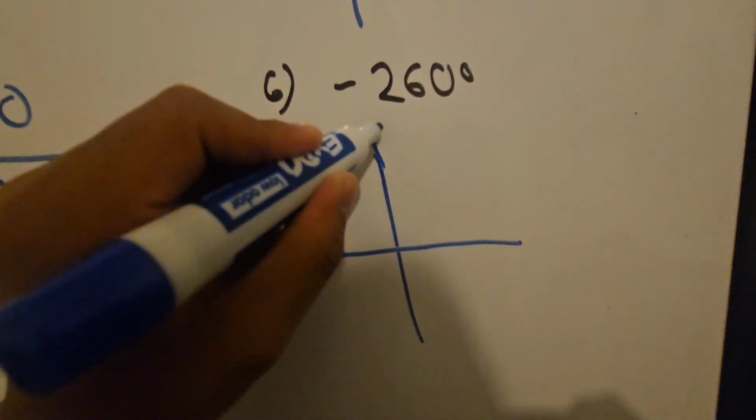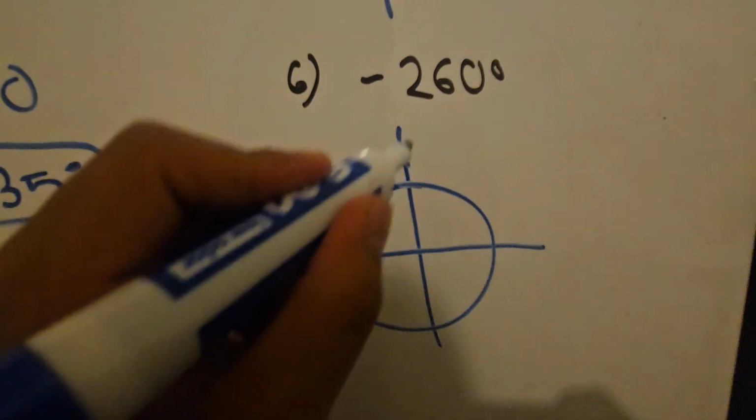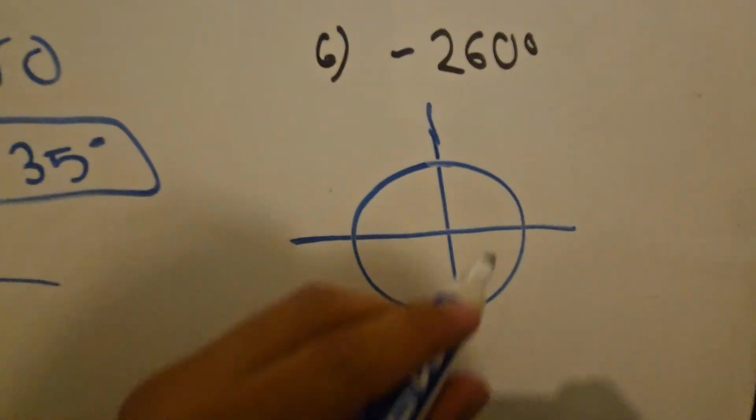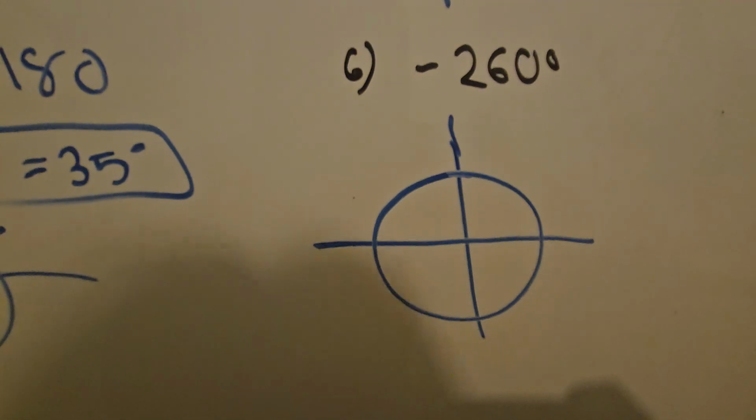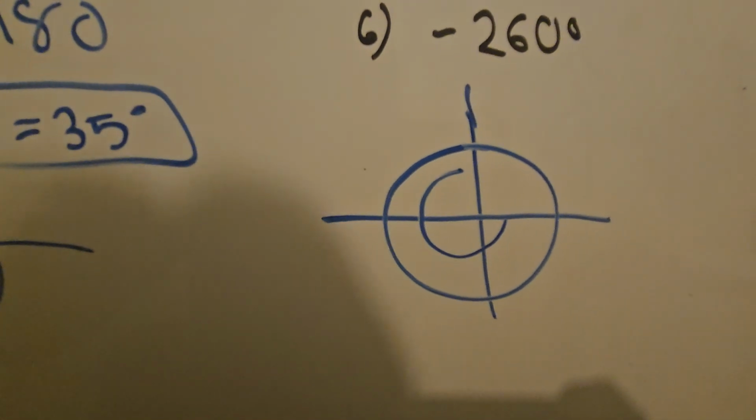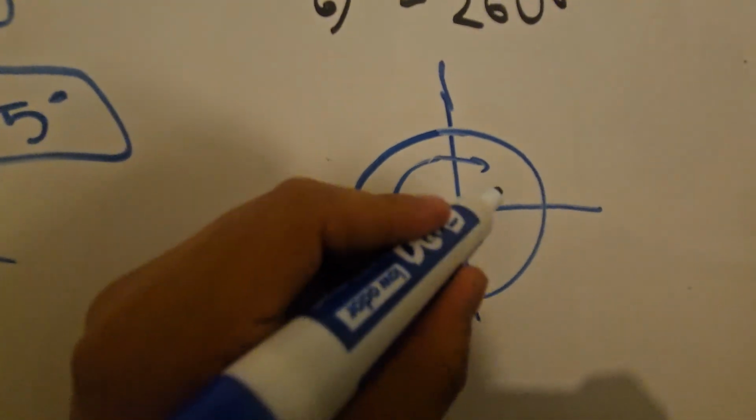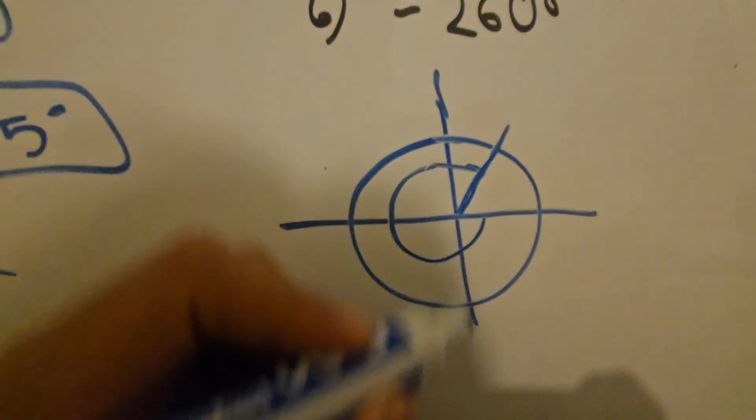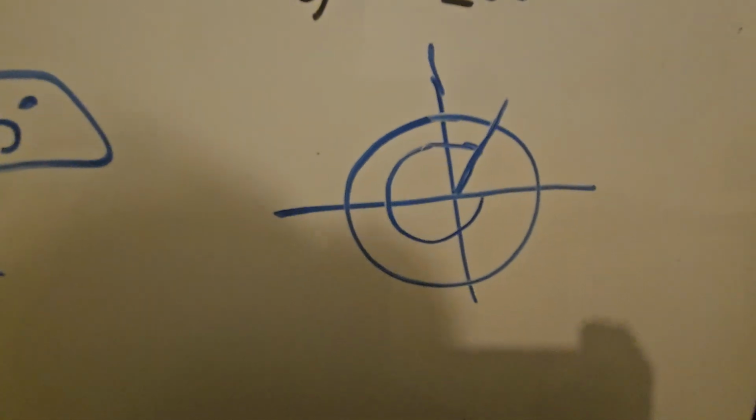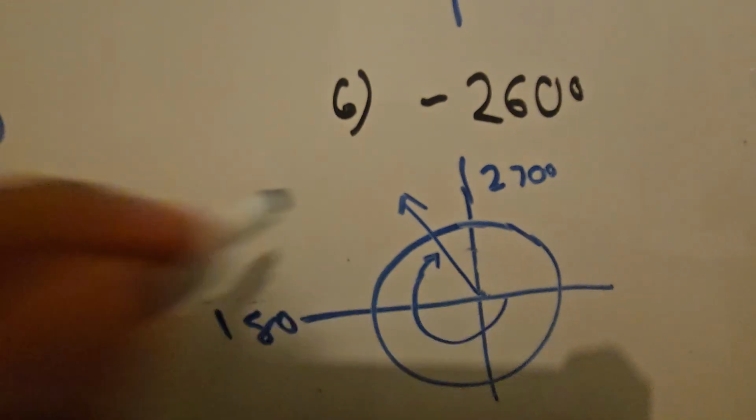Again, draw this thing. Negative 260. Think of it as positive 260, except we're moving in the clockwise direction instead of the counterclockwise. So negative 260, we're going to go like that. Hold on a second. There we go. That's better. Sorry, I made a mistake. So negative 260 is going to live here.